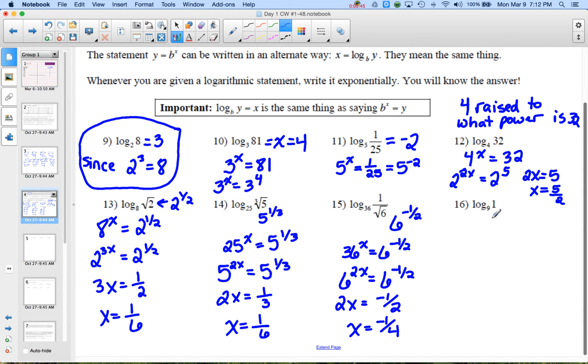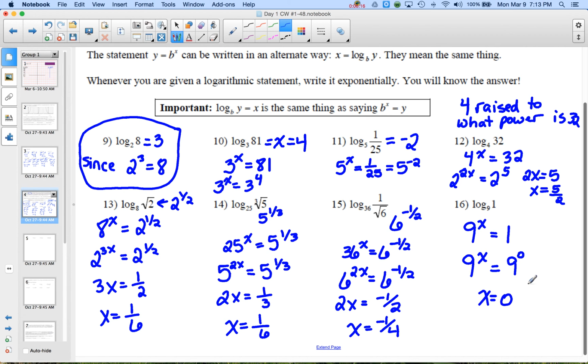On the next one, 9 is my base, so 9 raised to what power equals 1. Now, hopefully you just know the answer, because in order to get a 1, it's going to have to be the 0 power. But remember what we did on that last problem. We said we could create the same base, and we can write this as 9 to the 0 power. So we get x equals 0.